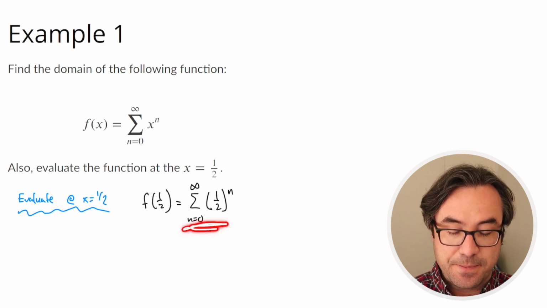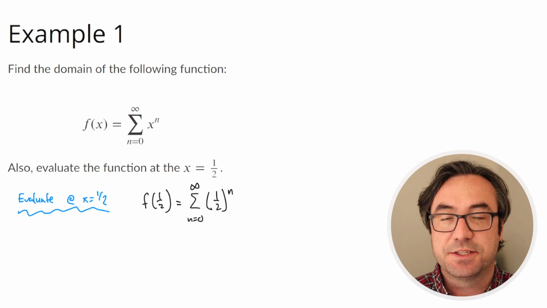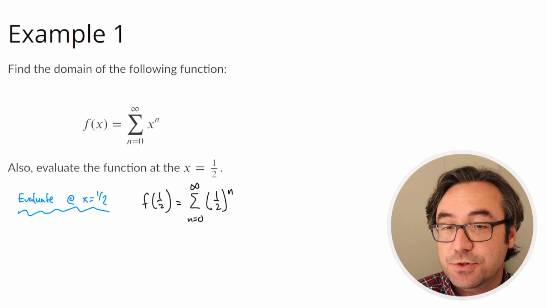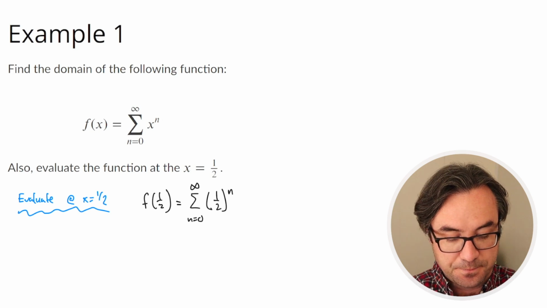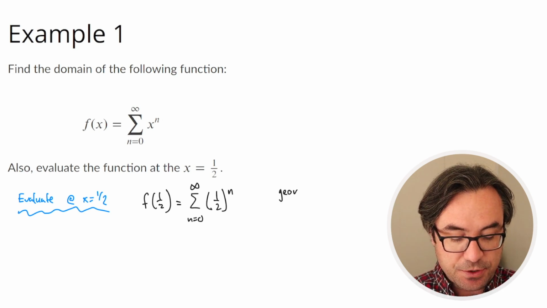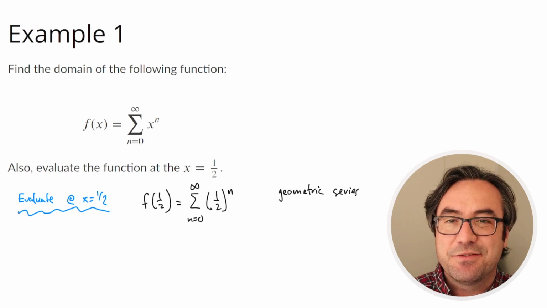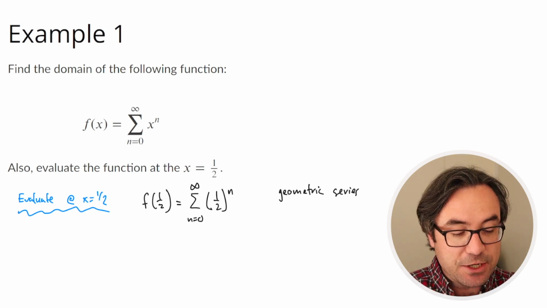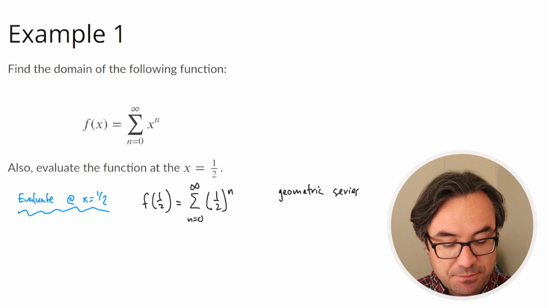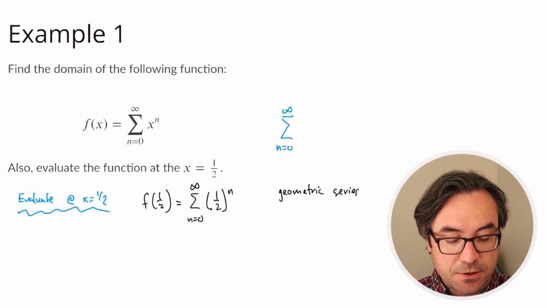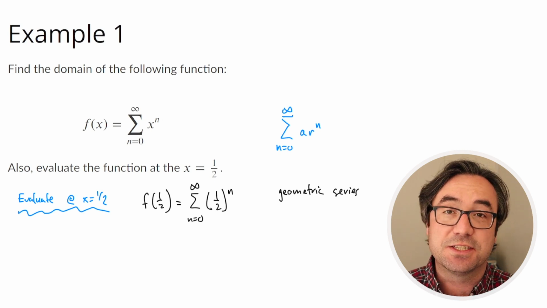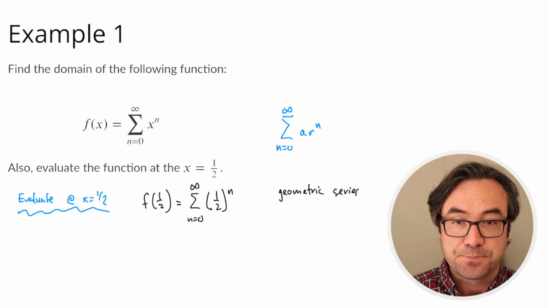Now, we've seen things like this before. This is a geometric series. And if we remember the general form for a geometric series, it looks something like this. It's the sum from n equals 0 to infinity of a times r raised to the power n.